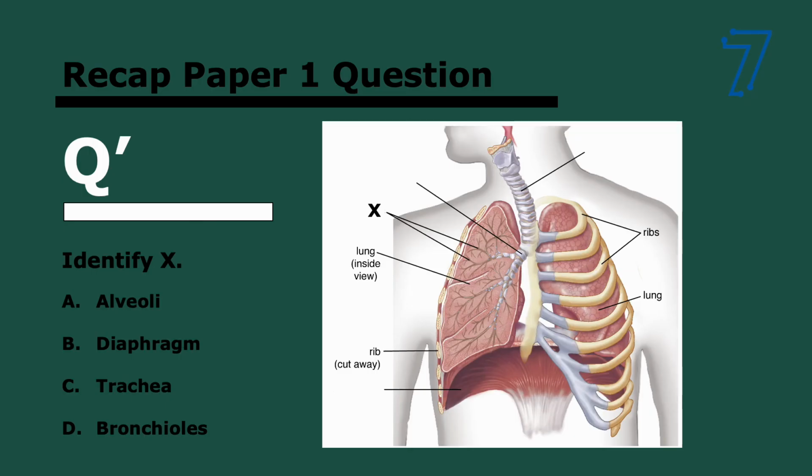Okay, so let's do some questions to recap. First, identify X. That should be straightforward. Pause now if you want to think through it. I'll count down to 3. So 3, 2, and 1. It's the bronchioles, right? So X here at the end is the bronchioles. And then this would be the bronchus, and this would be the trachea.